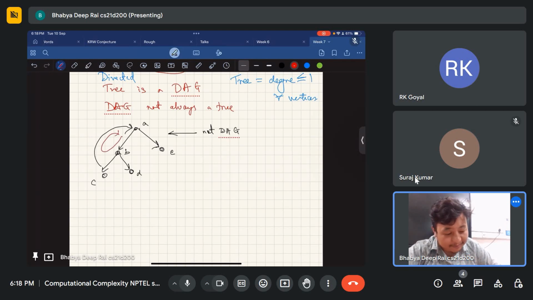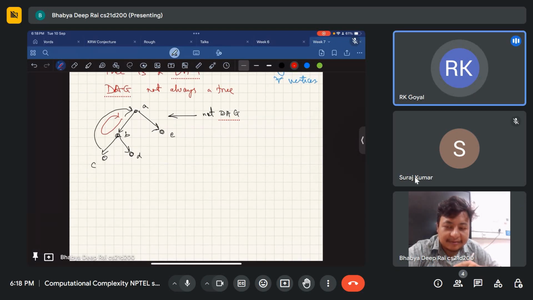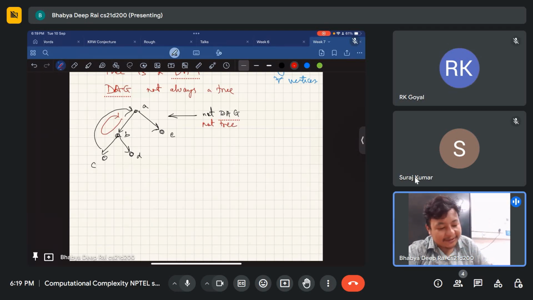Now I'm going to ask you, is this a tree? No, this is not a tree. Right. Not a tree because in a tree, from a node to any other node, we have a unique path. That is correct. Now let's see another example.